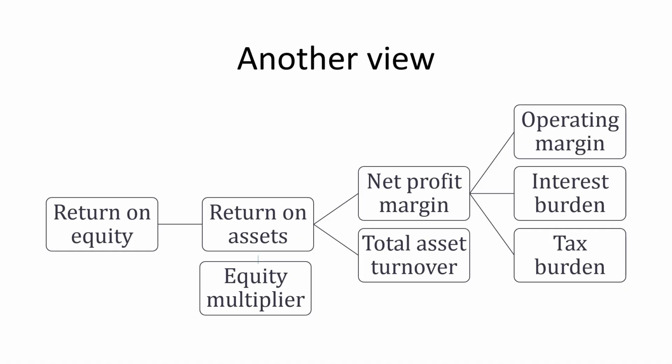Another way to look at this is to take the return on equity, break it out into its components, return on assets and equity multiplier. Return on assets we can break down to two components, net profit margin and total asset turnover. And if we really are ambitious, we can break down net profit margin into operating margin, so focusing just on operations, interest burden, and tax burden. Now we're not getting into that detail, but I put it here to show you that you can take this farther, and this gives you a finer look at what's going on with the performance of the company.